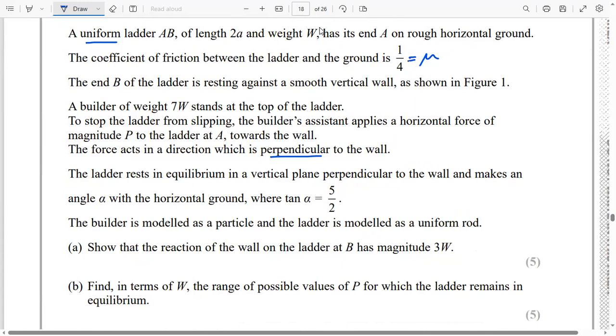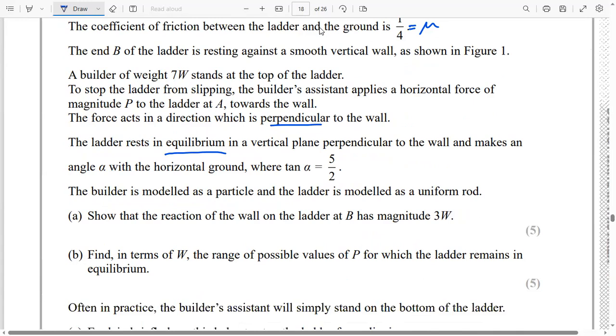So basically, remember what equilibrium means: upwards forces equal downwards forces, and forces going to the right equal forces going to the left. So when we resolve our forces, that's what we got. And it's in a vertical plane perpendicular to the wall. So it just means we're dealing with 2D motion. That's all it means. And it makes an angle of alpha to the horizontal, where tan alpha is 5/2.